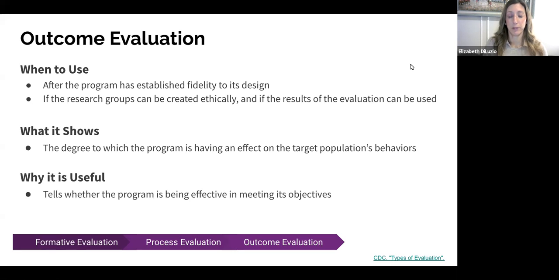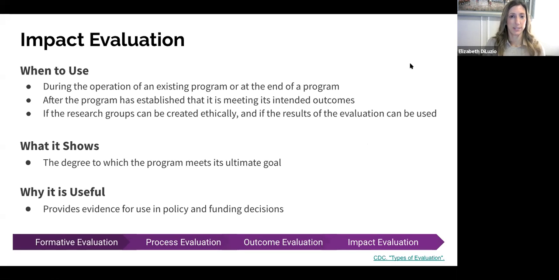And then again, to build on top of that, we've got the impact evaluation. And this is seen as the top tier of evaluations. This is the one that everybody wants a program to have because it is the gold star in the work that an organization is doing. And so the impact evaluation is done either during the operation of an existing program, or it might be at the end of a program, and they want to look at their impact before they move forward.